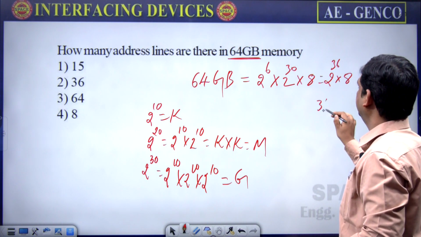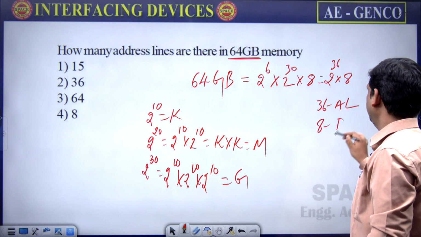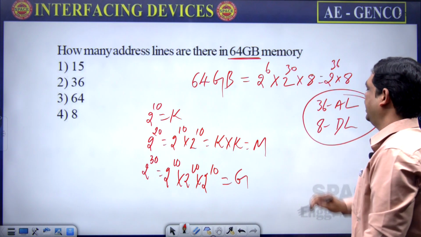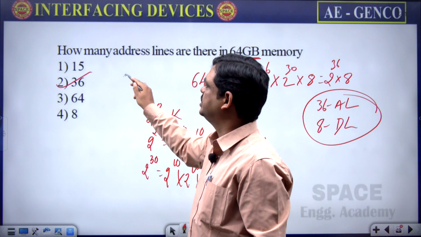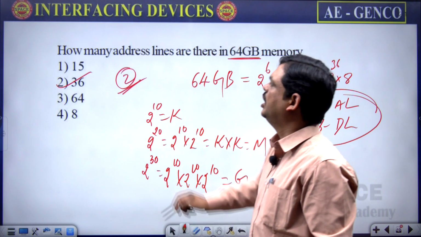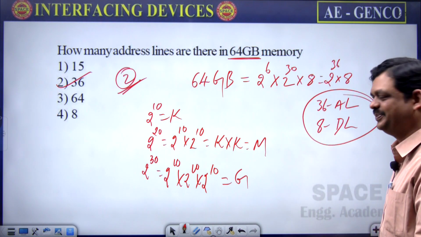So how many address lines does this require? 36 address lines and 8 data lines. Now go through the question. Yes, 36. So according to the given question, option 2 is correct. Please take this now.